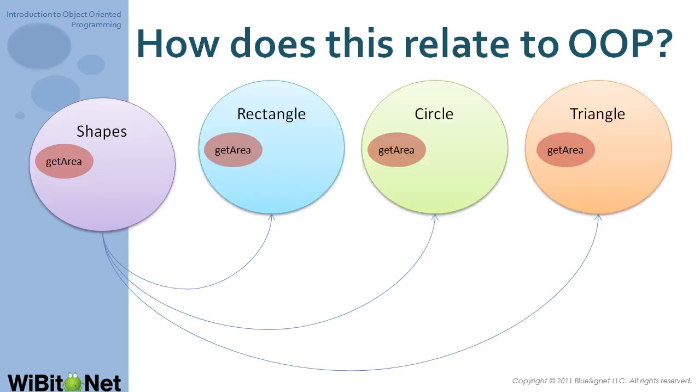So we have a rectangle, we have a circle, and we have a triangle. Each one of these inherit the getArea method. But the area of a rectangle is not the same as a circle. It's not the same as a triangle. That's right. So each one of these has to be handled differently.